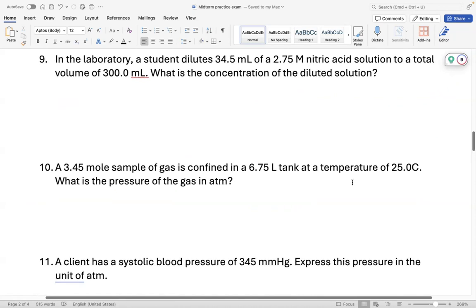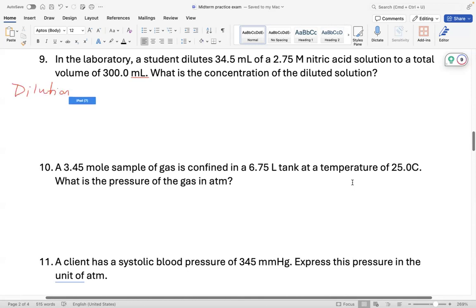All right, number 9. I anticipate that this might be a difficult problem because you're looking at this and you see a lot of different numbers. You see big M and you see milliliters, and you might be thinking you might need to do some kind of stoichiometry. But this is a dilution equation problem.